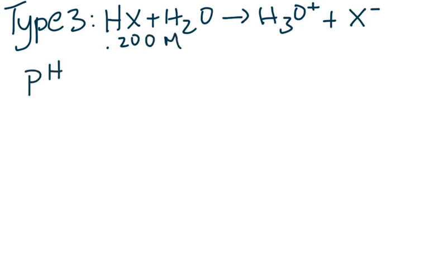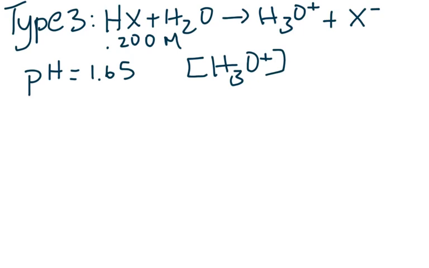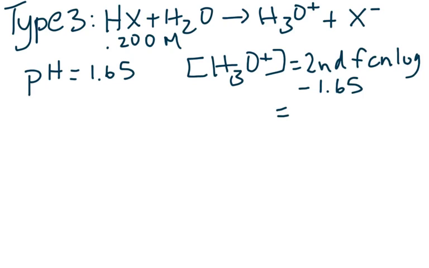The pH is 1.65. So to find my H3O plus, depending on your calculator, I'm going to go second function log, make it negative 1.65, hit equals, and we should get the answer of 0.02238 molar. Now you'll notice I'm not rounding off. I'm leaving it with 5 decimal places because it will be better for our final answer.